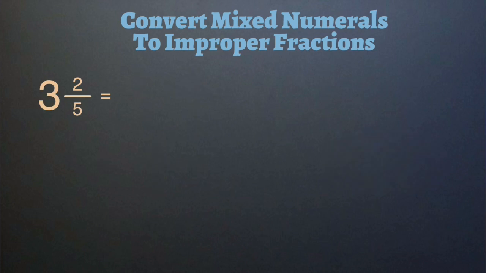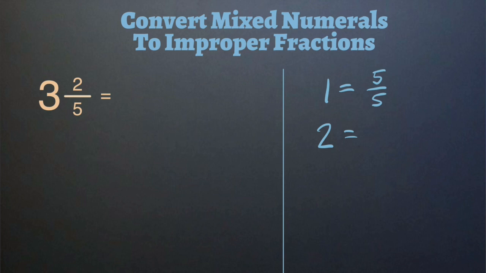Here I've got another example. Just going to give myself some room to write on. So I know 1 is the same as 5/5. 2 must be the same as 10/5. And 3 must be the same as 15/5.